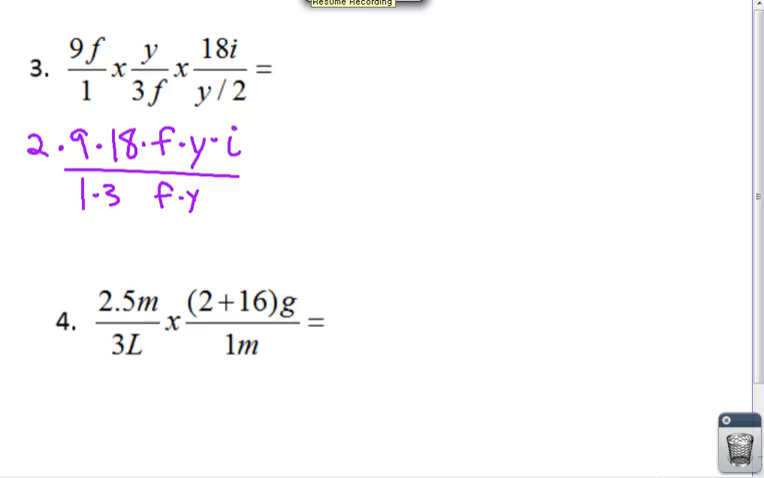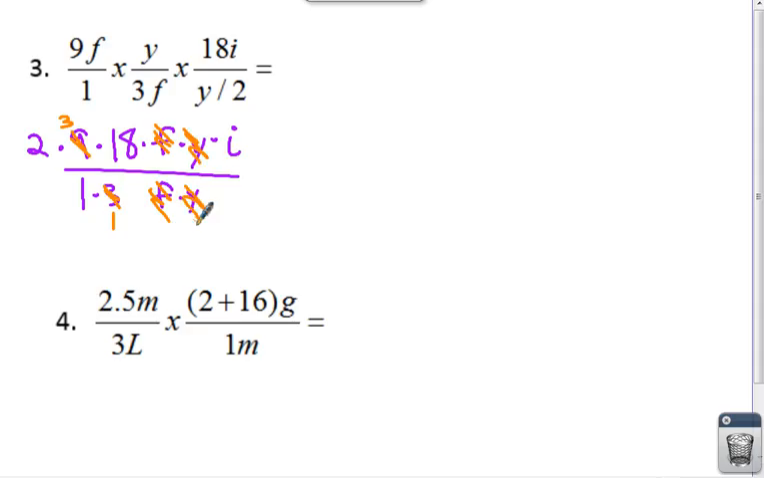So now that we have everything on the correct side, let's do some simplification. It's not too bad. Here we have a 9 over a 3, so we could simplify that down. Here we go. It becomes a 1. This f and that f cancel. This y and that y cancel.